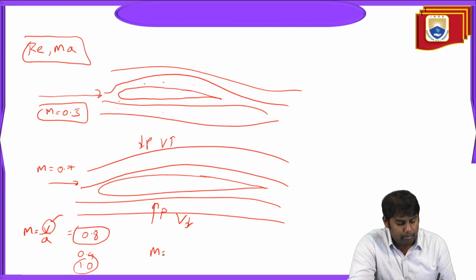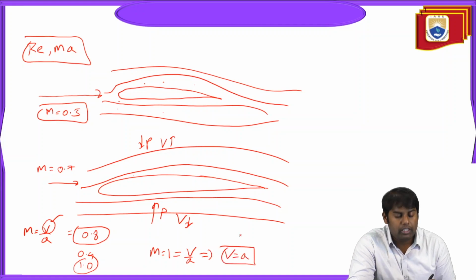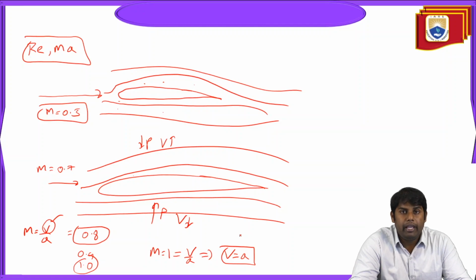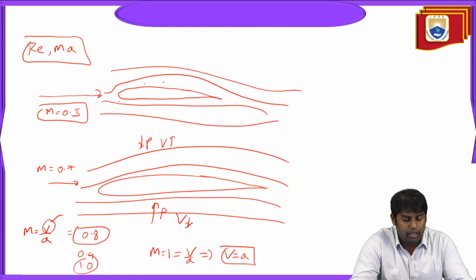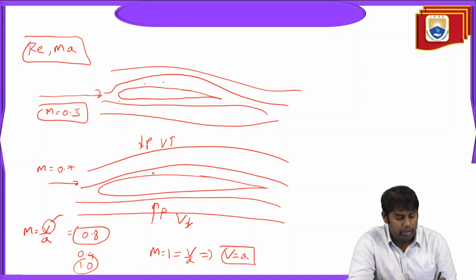So when Mach number is equal to 1, what happens? V by A is equal to 1. Therefore V is equal to A. So the speed of the object will be equal to the speed of sound. At that instant, all the weak sound waves will form a wave by collecting all the weak waves together. That is called a shock.